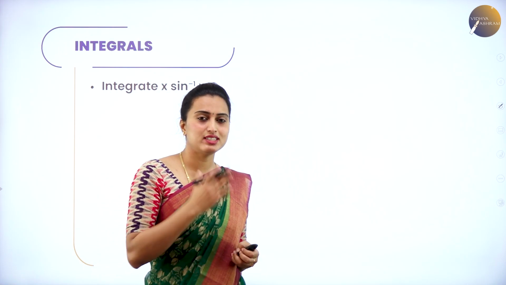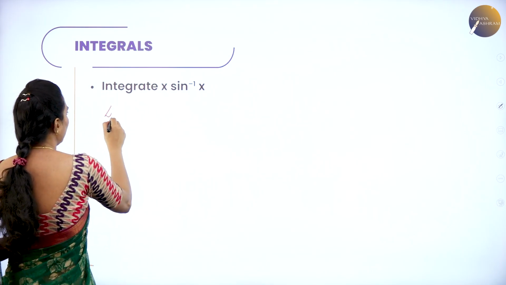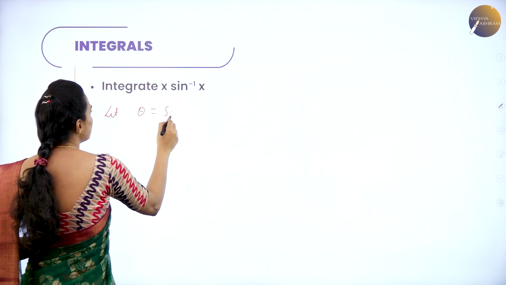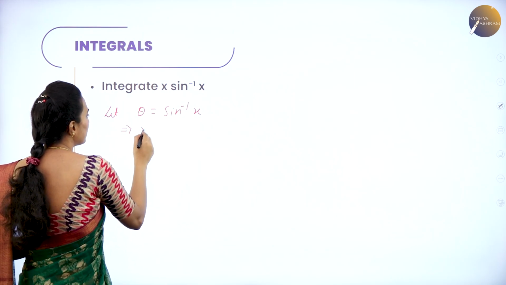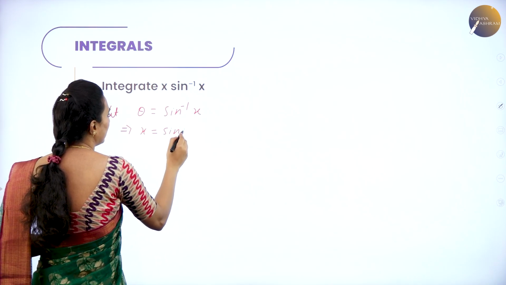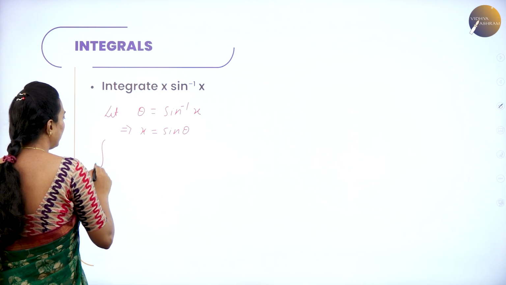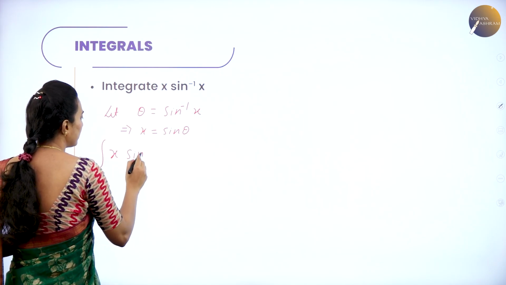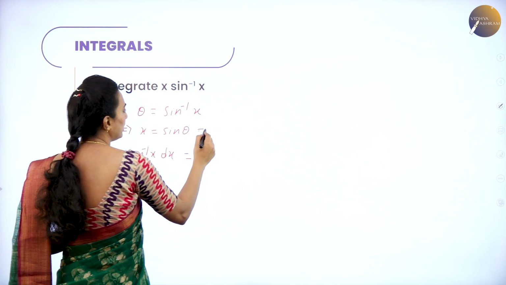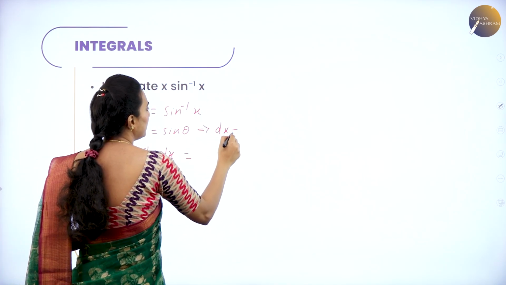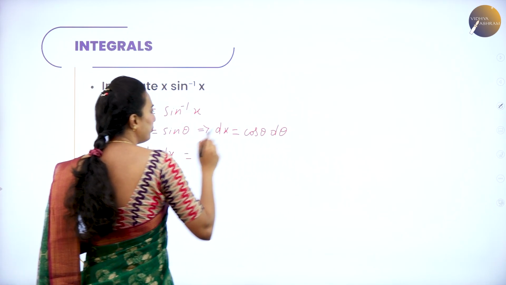I am going to take it as theta is equal to sine inverse x. Okay, so here let theta is equal to sine inverse x, which implies that x will be equal to sine theta. So if x is equal to sine theta, then what happens to the integral of x into sine inverse x into dx? See, if you differentiate this with respect to x, dx will be equal to the differentiation of sine theta, which is cos theta into d theta. I hope you are getting this one.